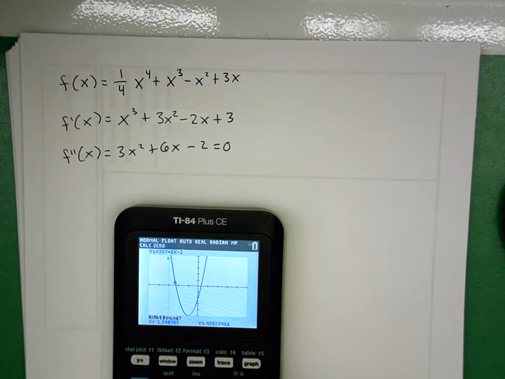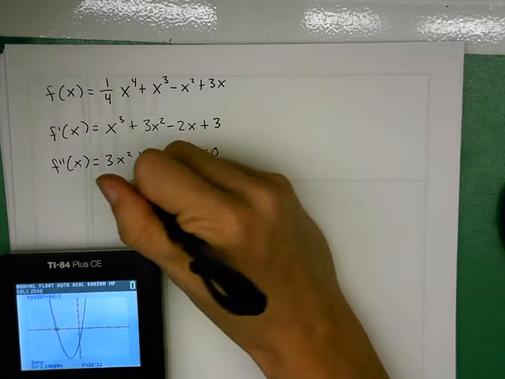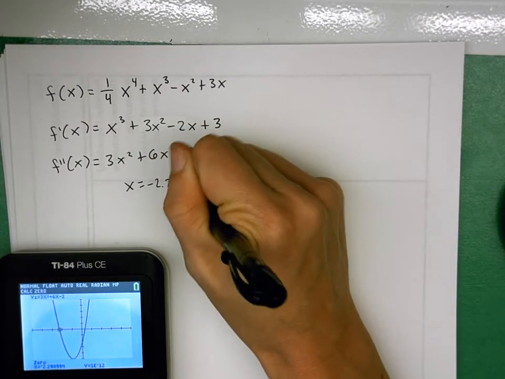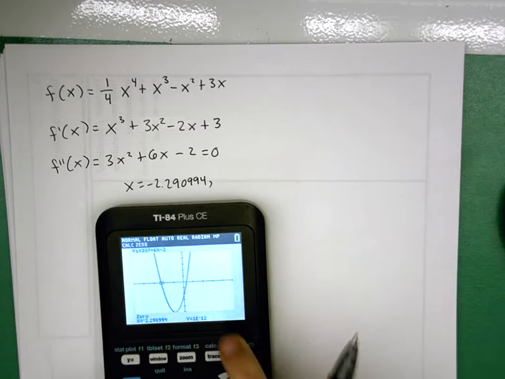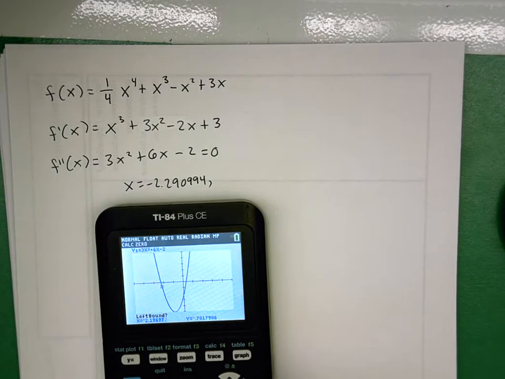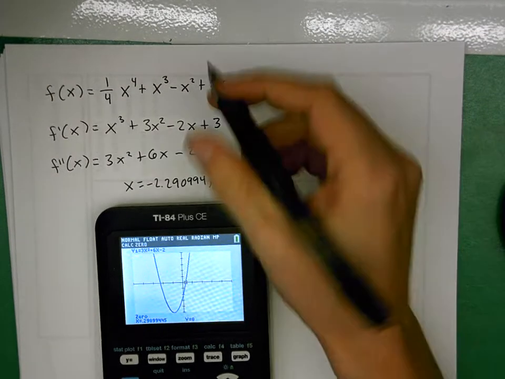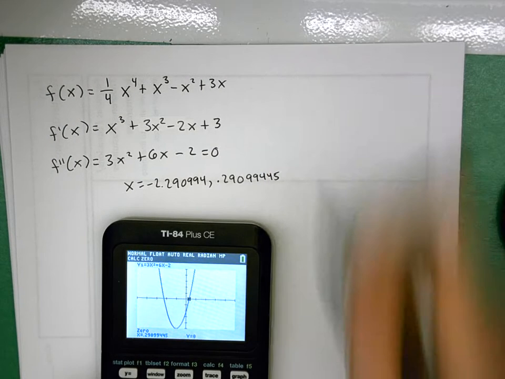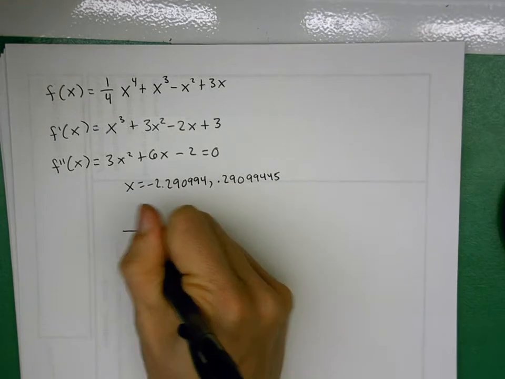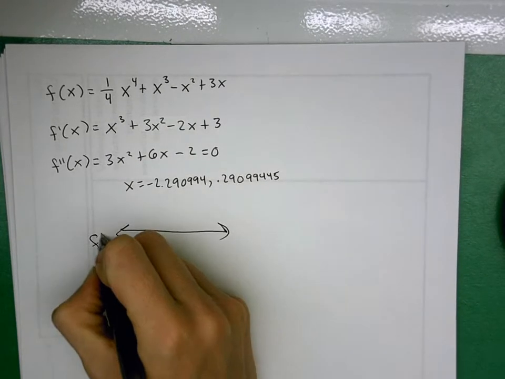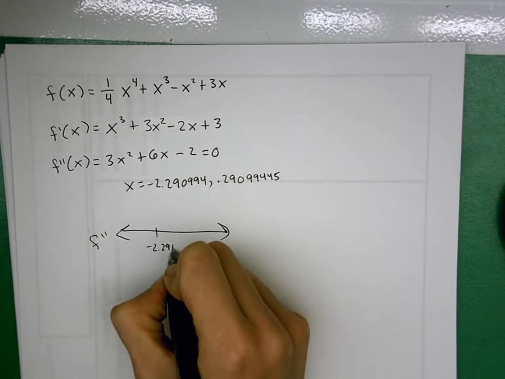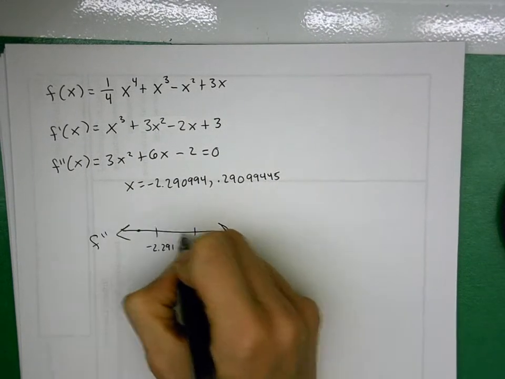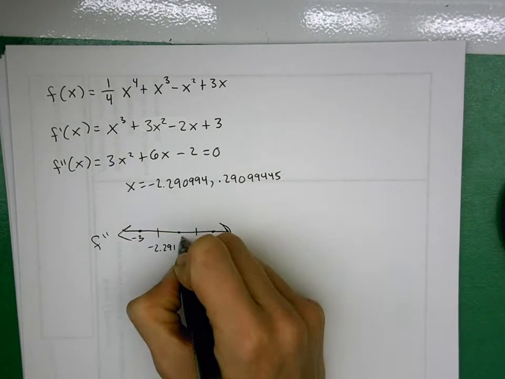Okay, we have a left bound and a right bound and a guess. So I get 1 zero at negative 2.290994. And I have a second 0 if I repeat that process at 0.29099445. Okay, so I'm going to test it into my second derivative. I'm going to go ahead and test -3, 0, and 1.